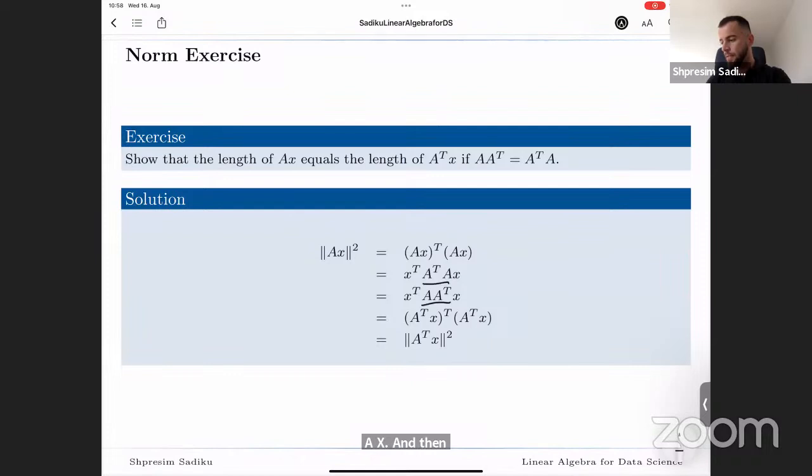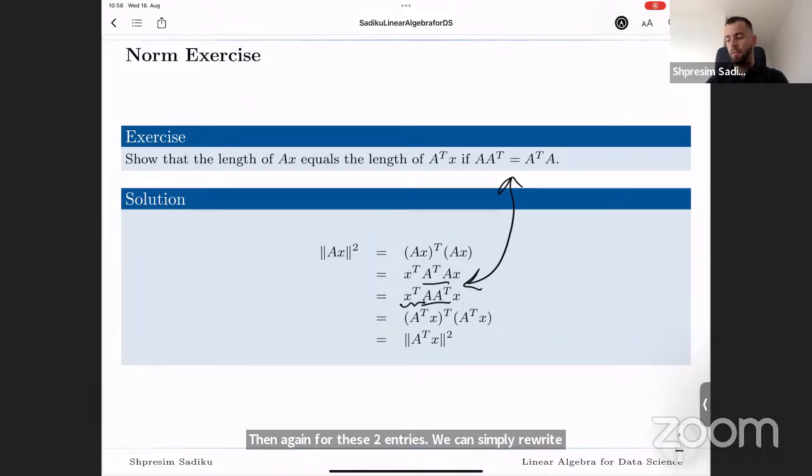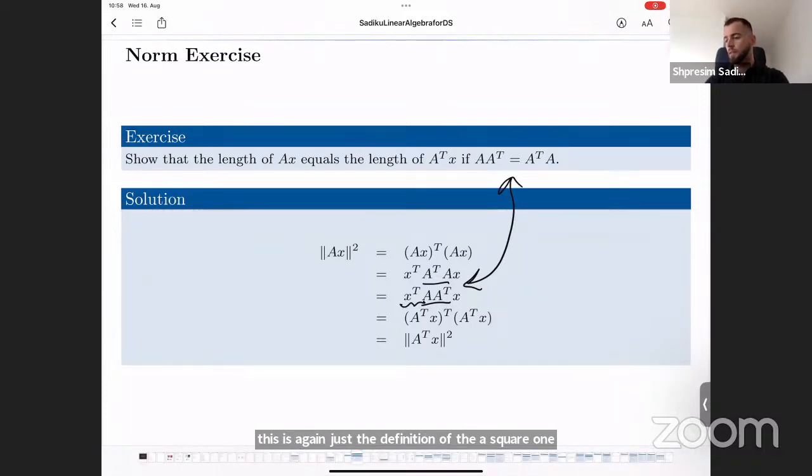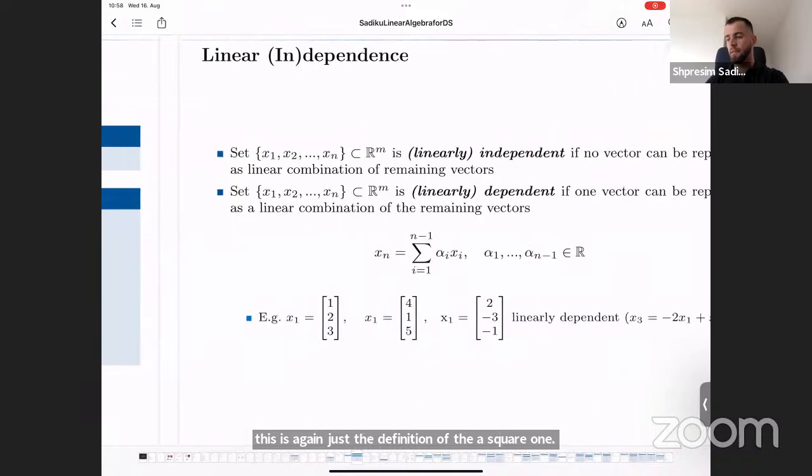Here is where we use this equation. And then again, for these two entries, we can simply rewrite them as the transpose of A transpose times X. And the second two terms we keep in the same fashion. And this is again just the definition of the squared norm. All right, so this is a relatively straightforward exercise.